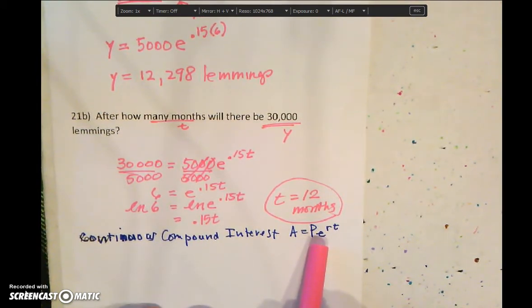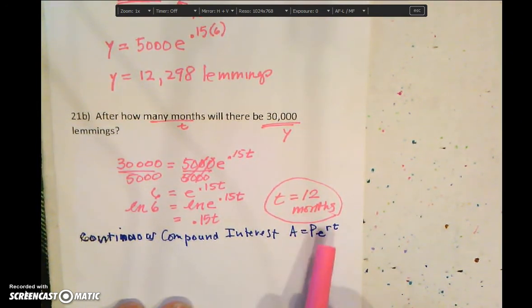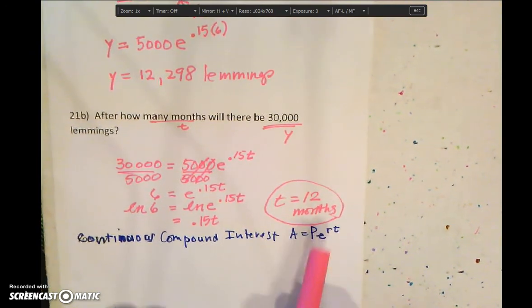So remember before we'd say it was compounded every month, and we'd have a 12 in our equation, or semi-annually, and there'd be a 2. This time, continuously, you have an e, which is going to take care of everything for you. So we'll look at that next time.